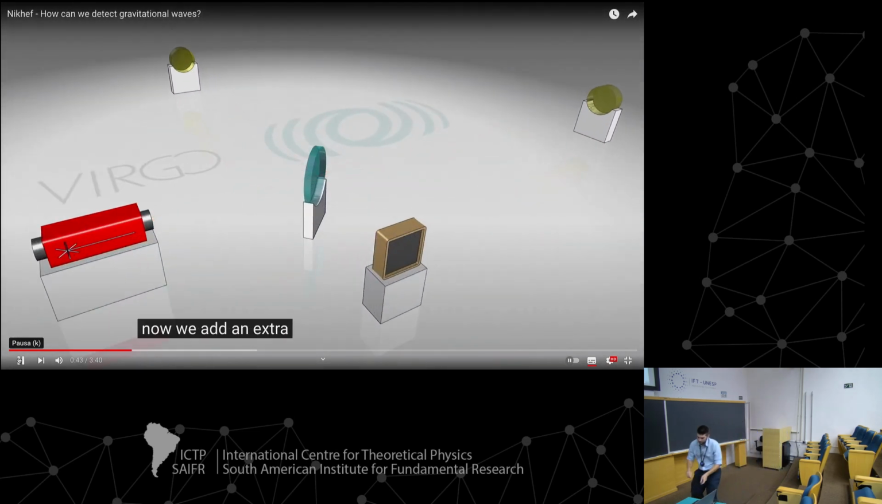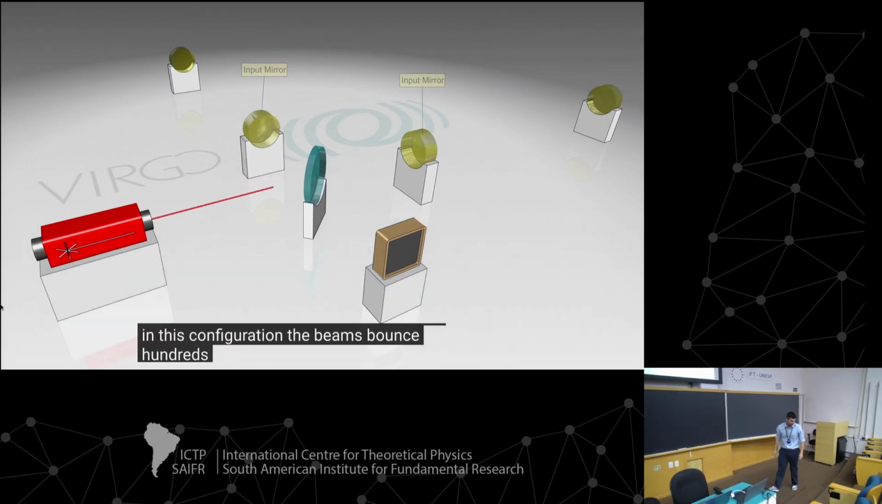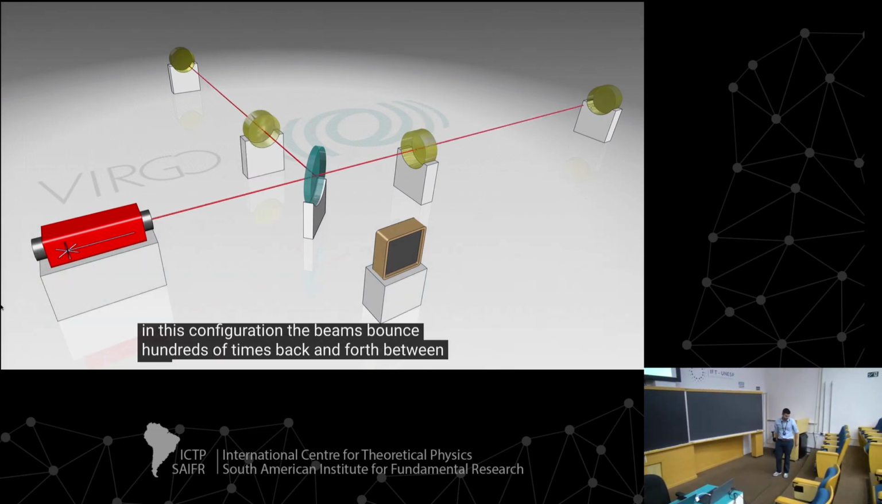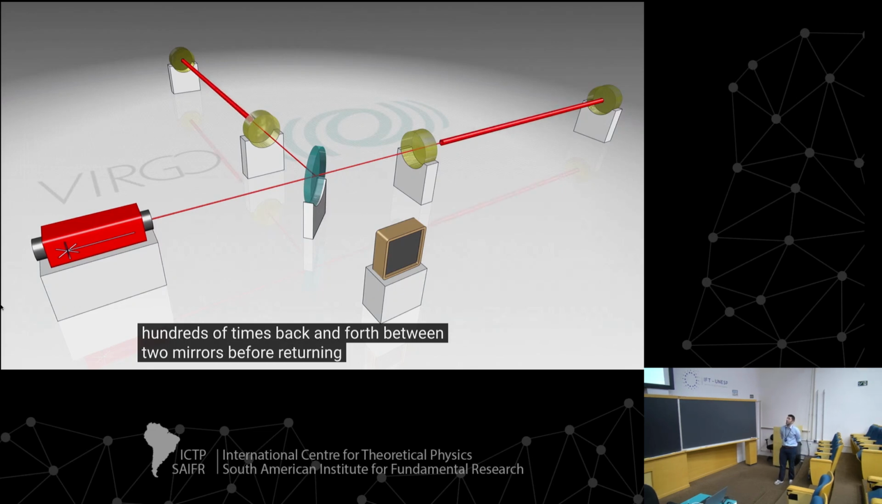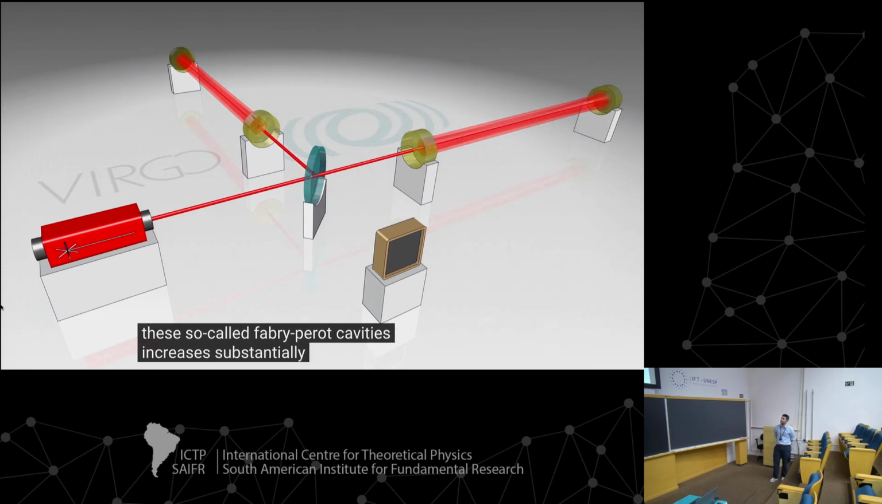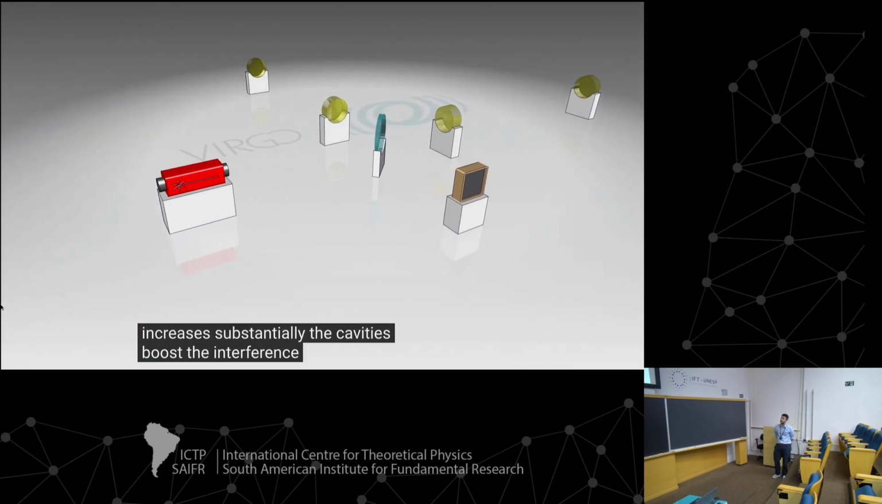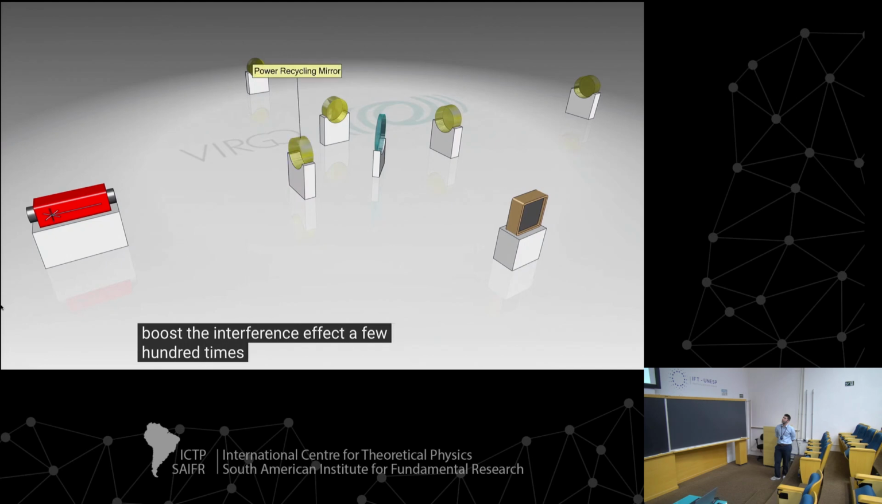Now we add an extra mirror in both beams. In this configuration, the beams bounce hundreds of times back and forth between two mirrors, before returning to the beam splitter. The intensity of the light in these so-called Fabry-Perot cavities increases substantially. The cavities boost the interference effect a few hundred times.